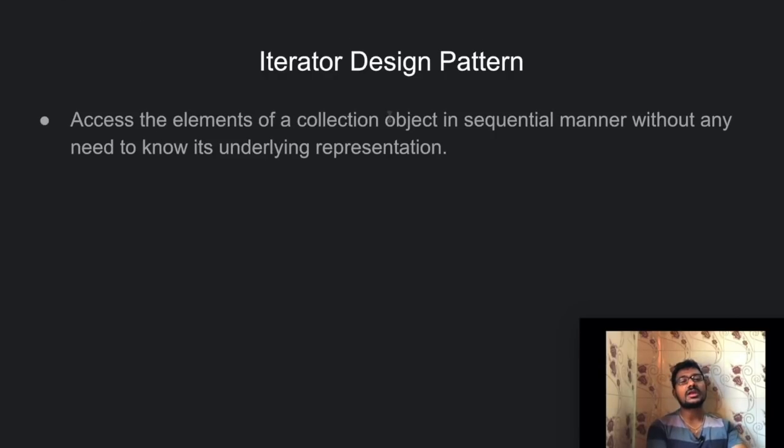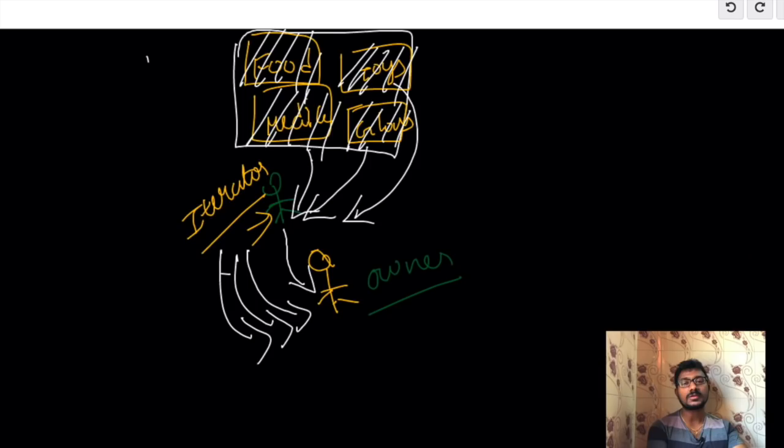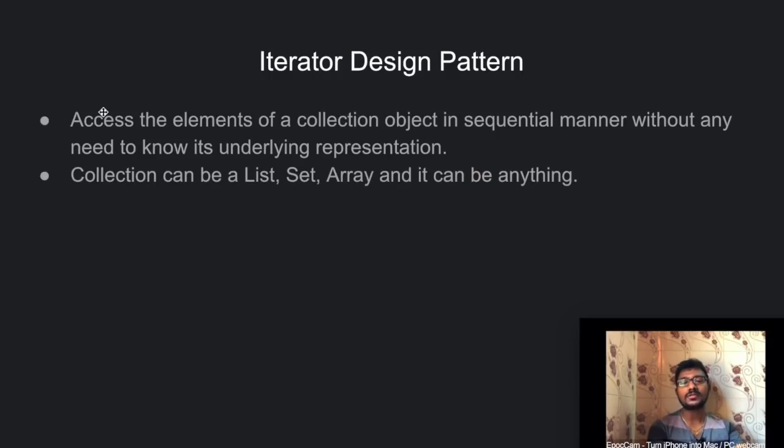Access the elements of the collection object in a sequential manner without any need to know its underlying representation. This owner needs to access these packages, but doesn't want to know the internal implementation, which means how to handle those packages, and what the ways are to handle them so that the package won't get damaged. That would be handled by this iterator. And the second point is that a collection can be a list, set, array, it can be anything.